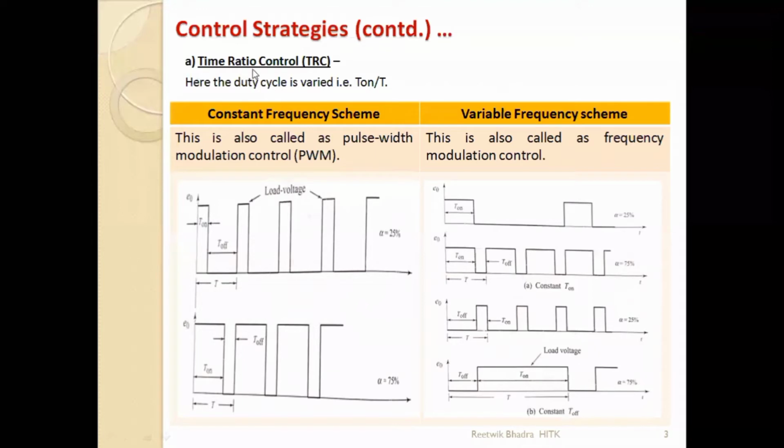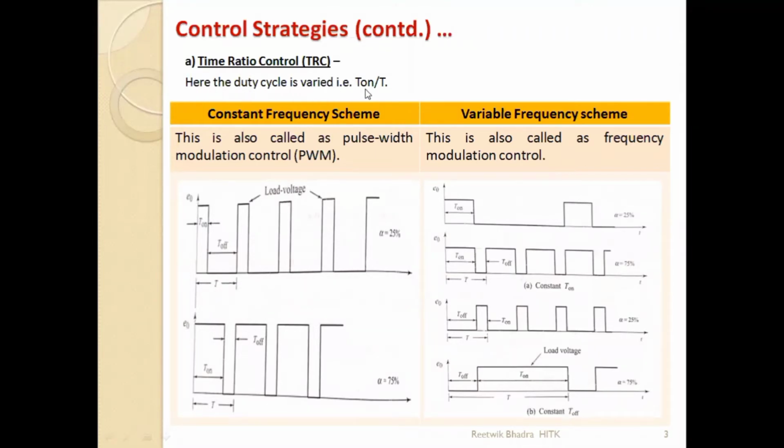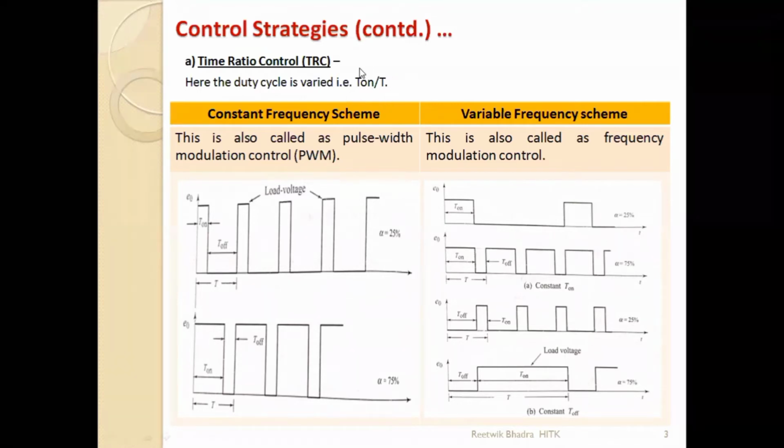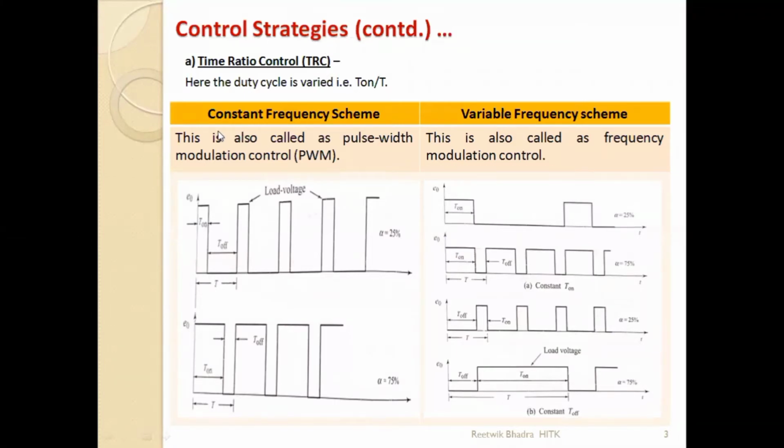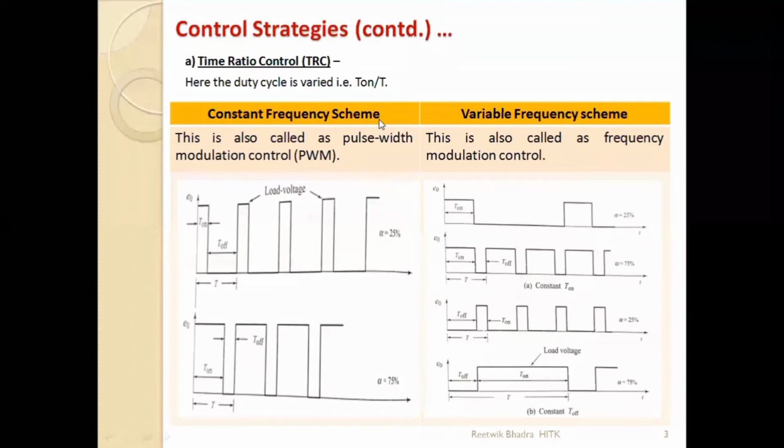So we'll first discuss our time ratio control. The first point: here the duty cycle is varied, so you are changing the T on by T time. This time ratio control can be divided into two schemes. One is the constant frequency scheme, one is the variable frequency scheme.